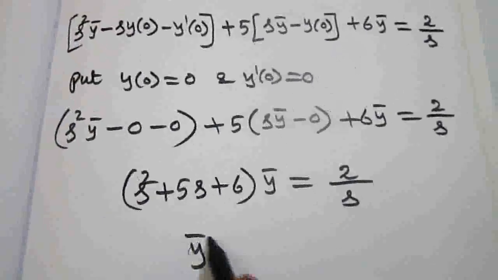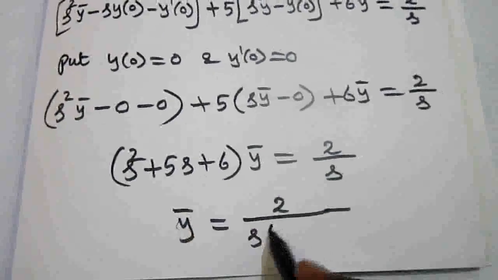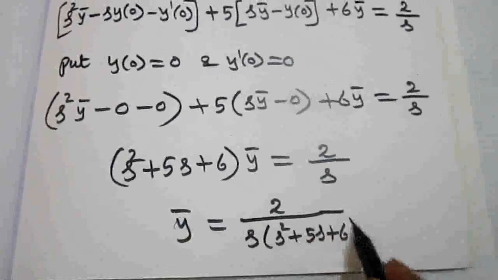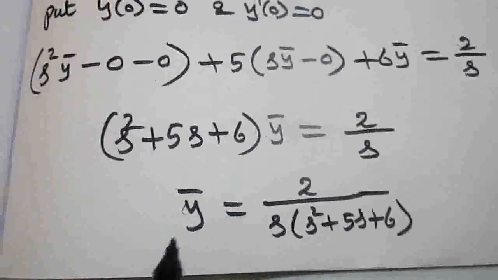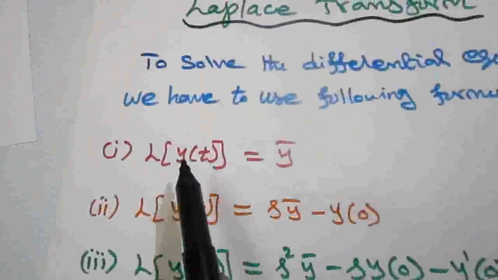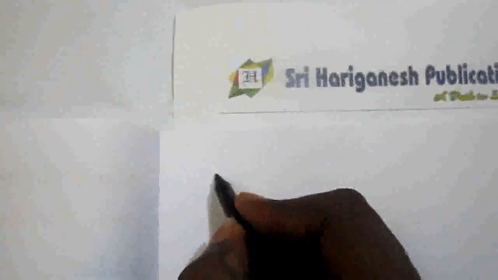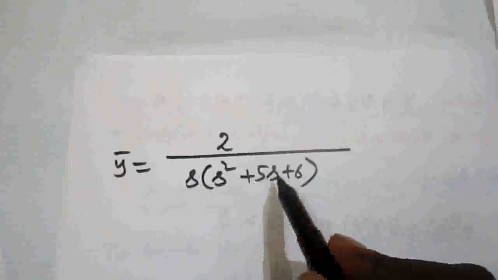What is y bar? Y bar is equal to 2 by s into 1 over s square plus 5s plus 6. Now what is y bar? Y bar is L of y of t. So for y bar I am going to substitute L of y of t, which is equal to 2 by s into 1 over s square plus 5s plus 6.